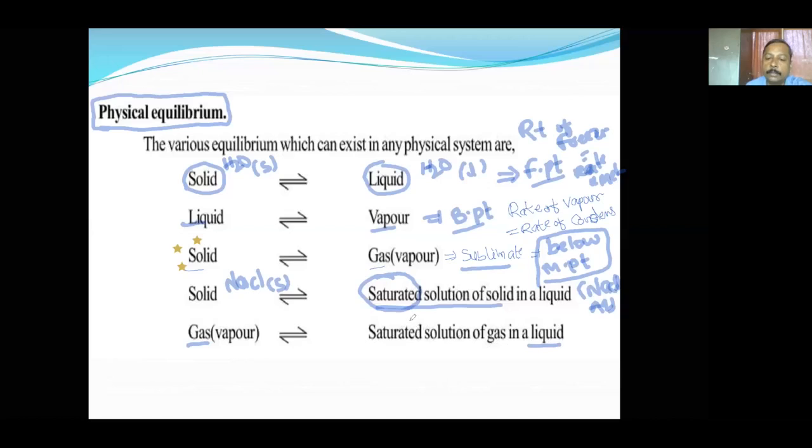And in gas and vapor, a saturated solution of gas in liquid. So this is also a saturated solution, and the pressure is called the saturation pressure. The only thing is here the solute is solid and here the solute is gas. Rest all are the same. These are the five types of physical equilibrium.